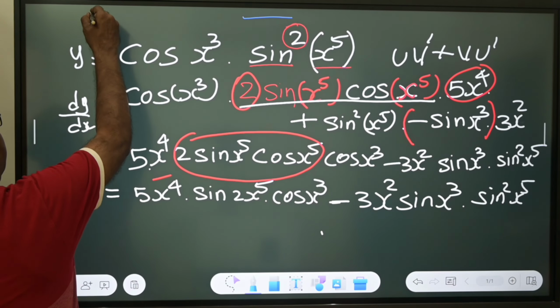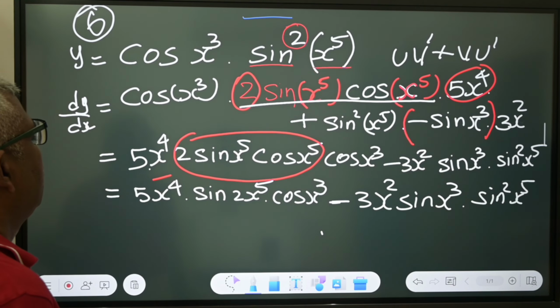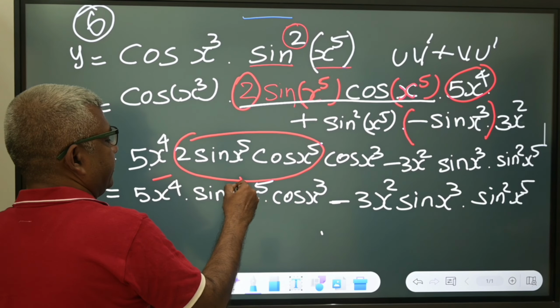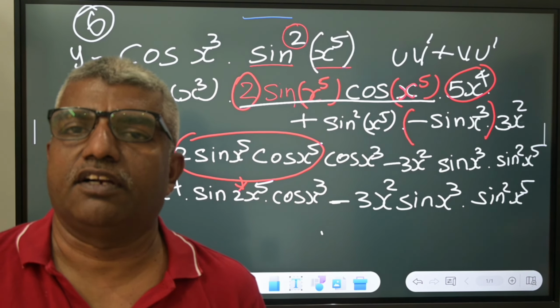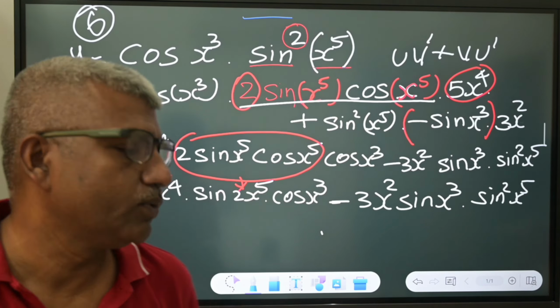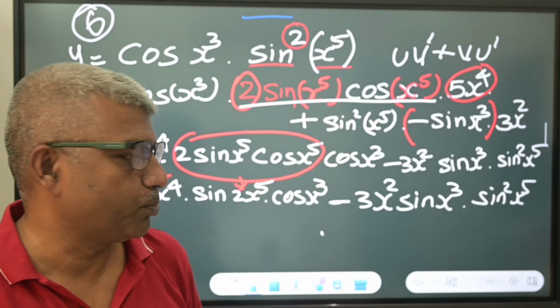Question number 6 we finished. This is the sine 2x formula. What is sine 2 theta? 2 sine theta cos theta. 2 sine theta cos theta is equal to sine 2 theta. Now 2 sine x power 5 cos x power 5 is sine 2x power 5.